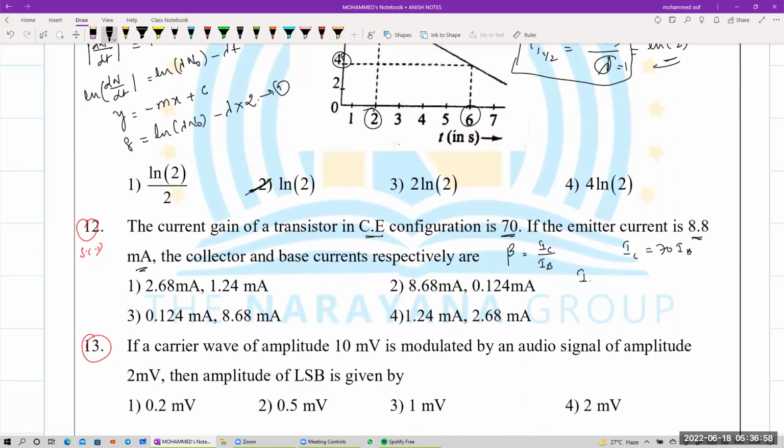You know that emitter current is equal to collector current plus base current, isn't it? So I can write IE is equal to IC, which is 70 times IB, plus IB. So this will be equal to how much? 70 times IB plus 1 times IB; the IB will not get cancelled.